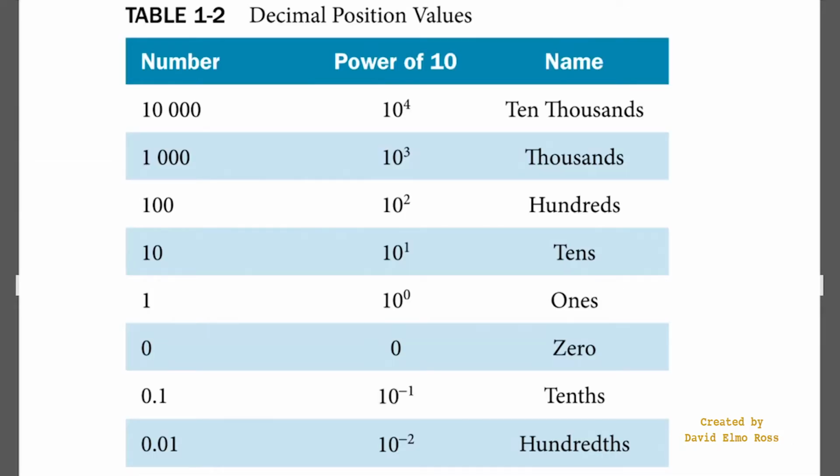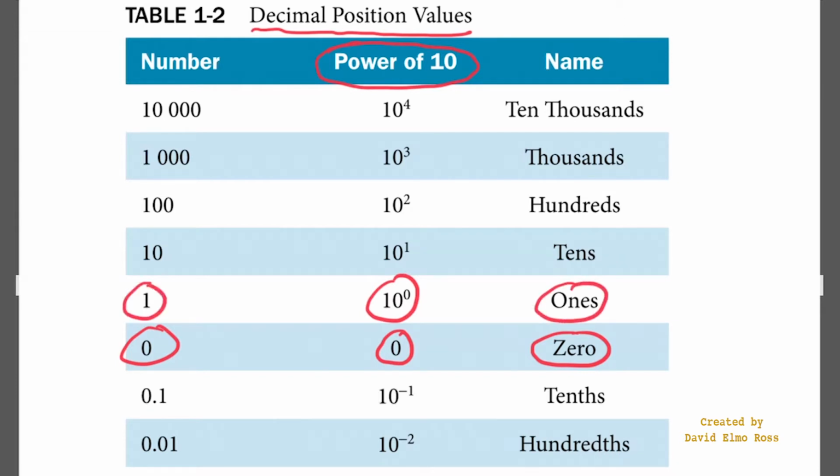Let's see what happens when we take a look at decimal position values. And this is based on power of 10. Now, 0 is excluded from this because 0 is special. But when we start taking a look at 10 to the power of 0, or anything to the power of 0, that means ones. So whether you have 10 to the 0, 7 to the 0, anything to the 0, that's going to always give you 1.